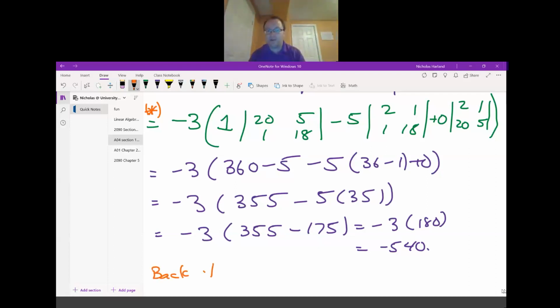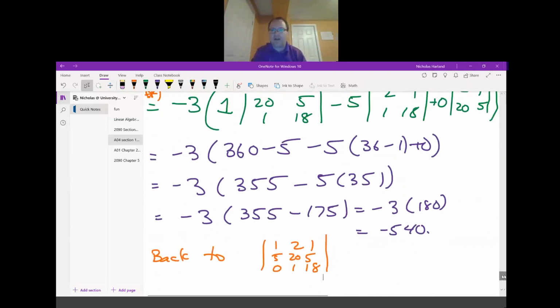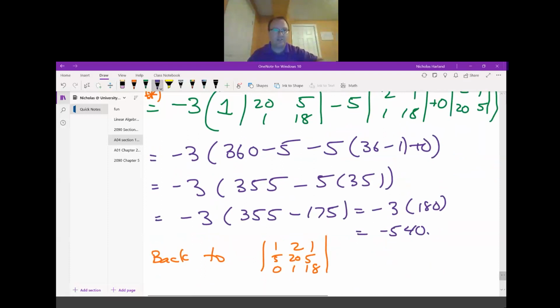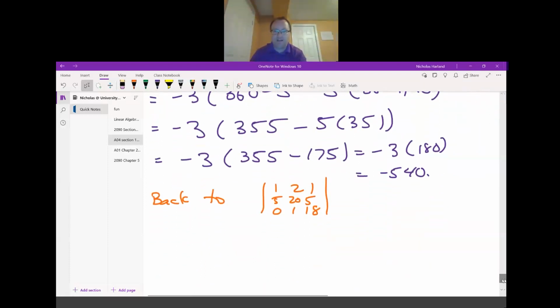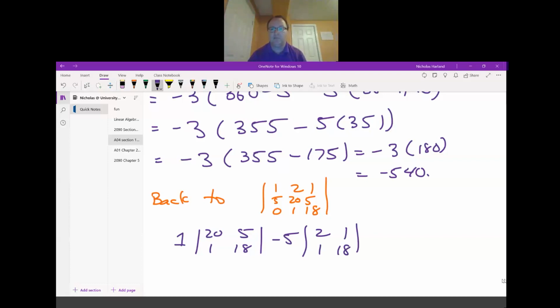All right, I'm going to ignore the negative 3 for just a second, and I'm going to go back to the matrix with 1, 2, 1, 5, 2, 5, and 1, 0, 1, 18. I think that was the matrix we had. I'm going to go back to what I labeled as star for educational purposes. So we said that just this determinant piece, forget about the negative 3 for a moment, was 1 times the determinant 2, 5, 1, 18, minus 5 times the determinant 2, 1, 1, 18, plus 0 times the determinant 2, 1, 20, 5.